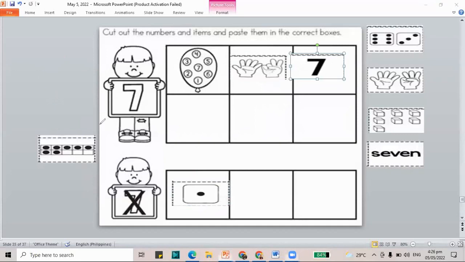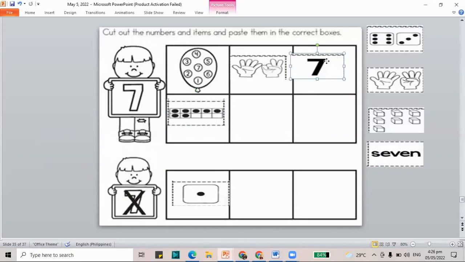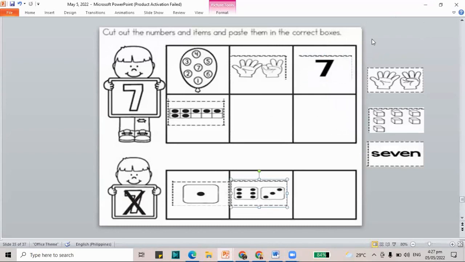How about the frames? How many dots do you see? 1, 2, 3, 4, 5, 6, 7. That's also 7. How about the dice? How many dots do you see? 1, 2, 3, 4, 5, 6, 7, 8, 9. That's for 9, not number 7. How about our fingers? Let's mark and count. 1, 2, 3, 4, 5, 6, 7, 8. That doesn't show 7 but 8.